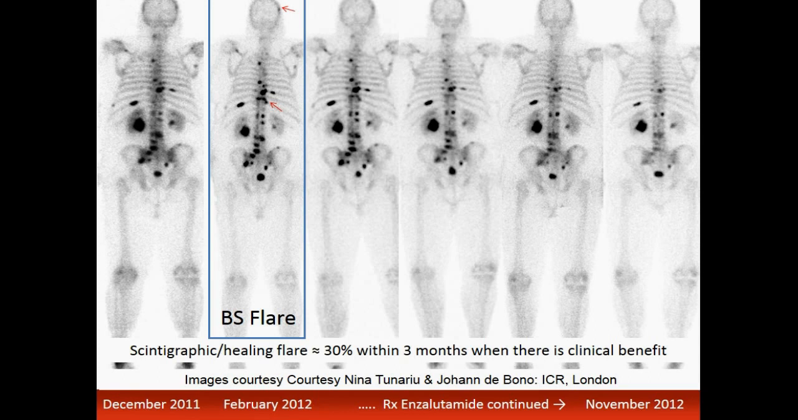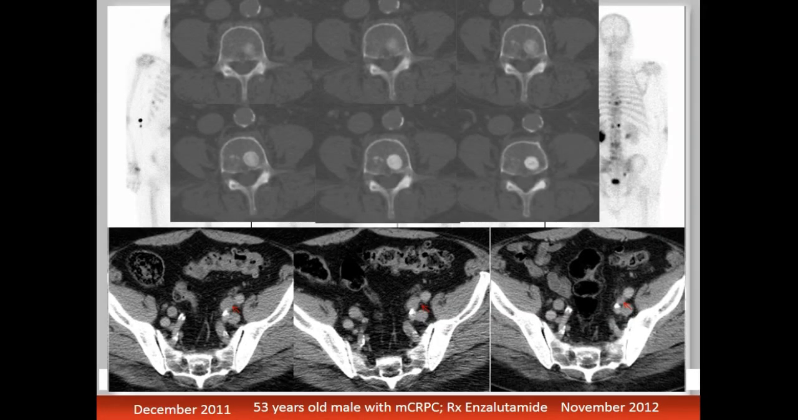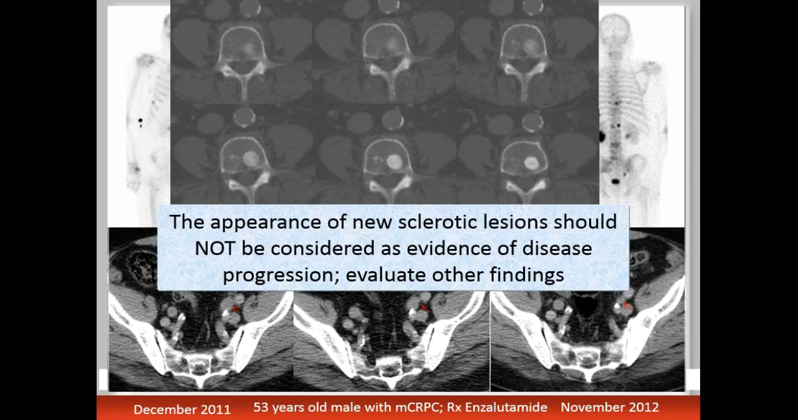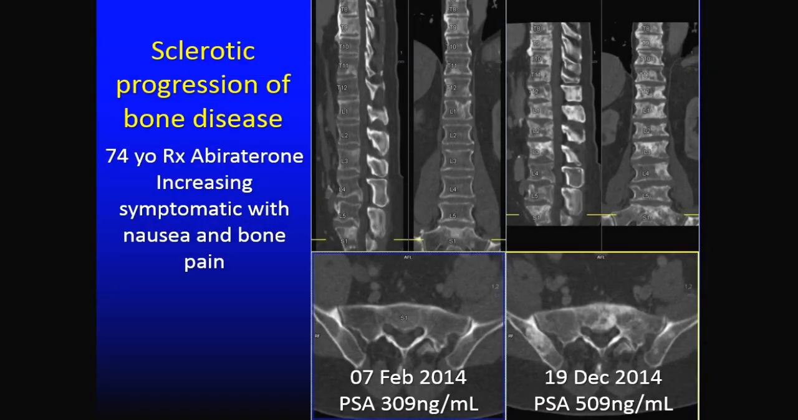over time we see that the activity of the bone scan decreases, indicating that the patient is responding to enzalutamide. But if you were to look at the CT scans, you'll see the development of a new lesion. And of course, what this means is that the appearance of a new sclerotic lesion should not be considered as evidence of progression, and other findings need to be evaluated.